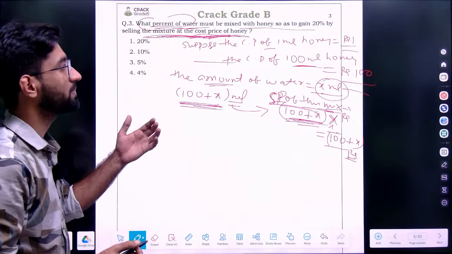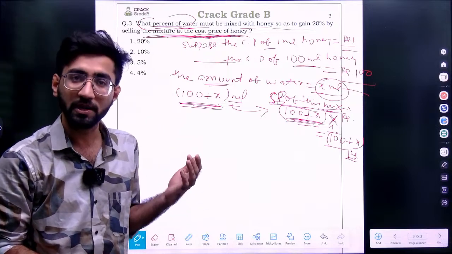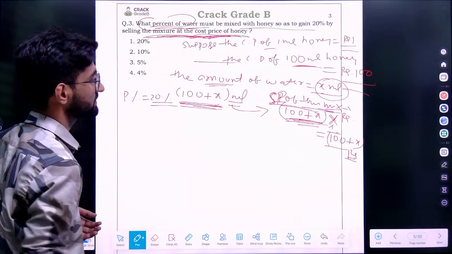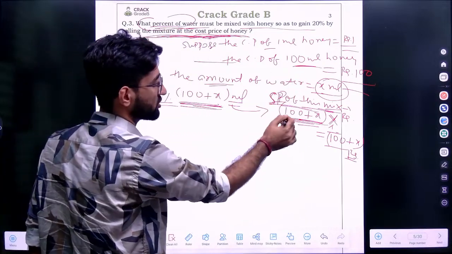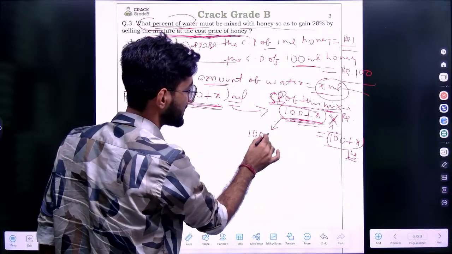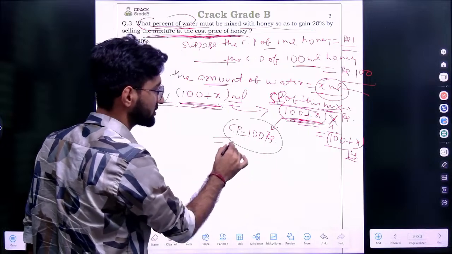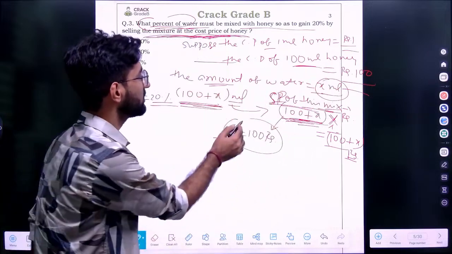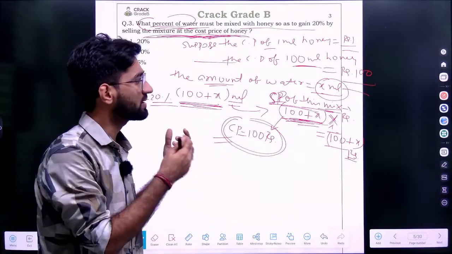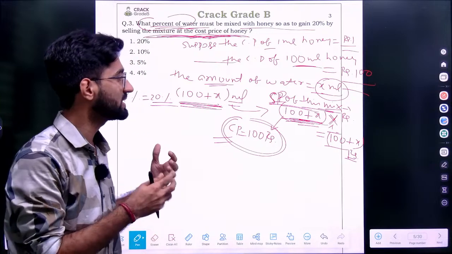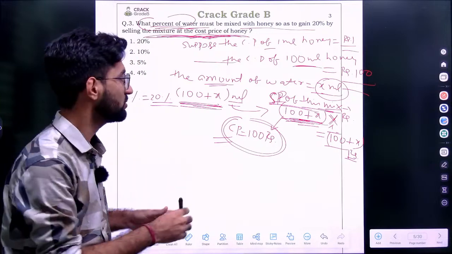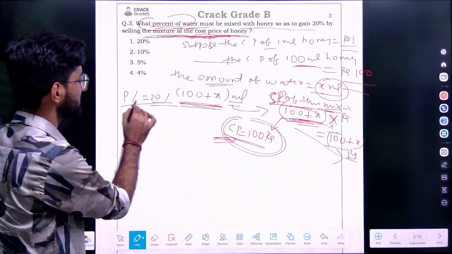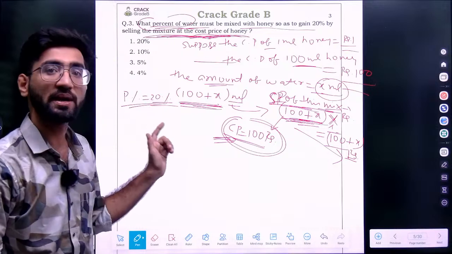Now it is given that the profit percentage, the gain percentage, is 20%. Now we know the cost price of this mixture. Obviously it is 100 rupees. Why? Because we know that the CP of 100 ml honey is rupees 100, and we don't consider the price of water. We consider the price of water as 0 rupees per ml, as it is available at negligible or zero price. So the cost price of this mixture is 100 rupees, the selling price is 100 plus x rupees, and the profit percentage after selling this mixture is 20%.